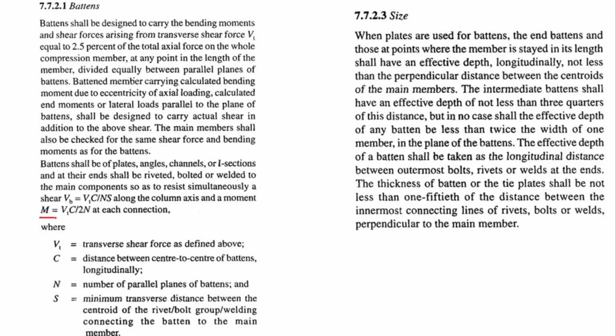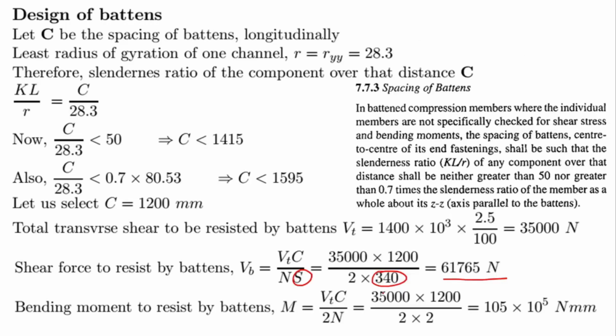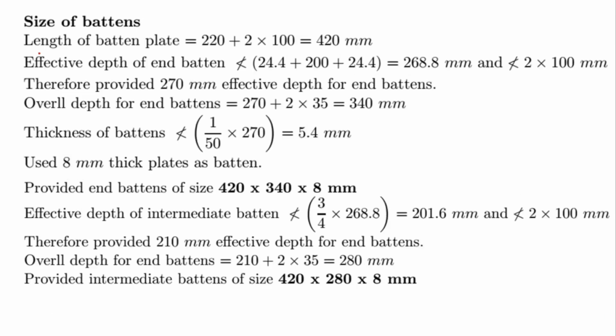Then we have to calculate bending moment to resist by battens. This is the formula given in the IS code in clause 7.7.2.1. So M equal Vt C by 2N. Vt we have calculated, which is 35,000. C we have assumed as 1200. Then N, the number of parallel battens, is 2. So the bending moment is calculated as 105 into 10 to the power 5 Newton mm.